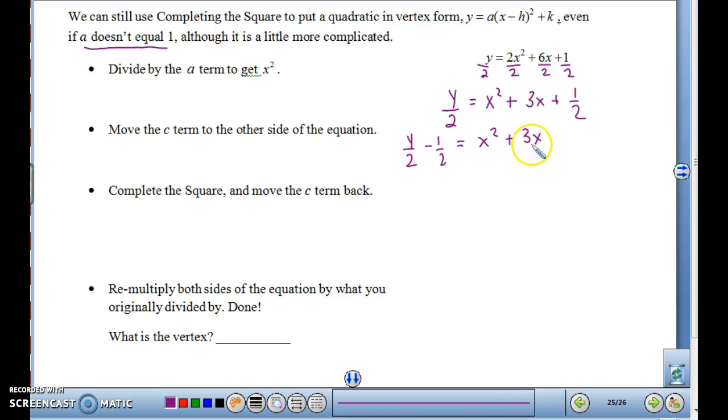Take half of the b term and square it. So 3 divided by 2 is 3 over 2, and then squared is going to be 9 over 4, or 2.25 if you really have to. So y over 2, I forgot to add it over here, plus 9 over 4. So on the left, negative 1 half plus 9 over 4 is 7 over 4.